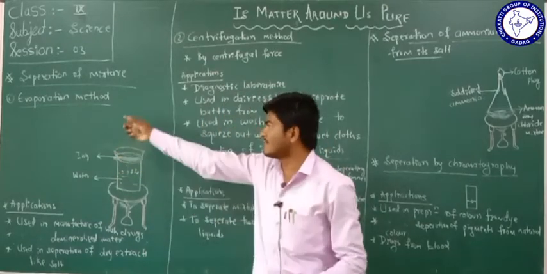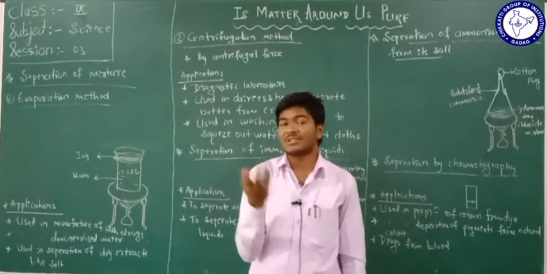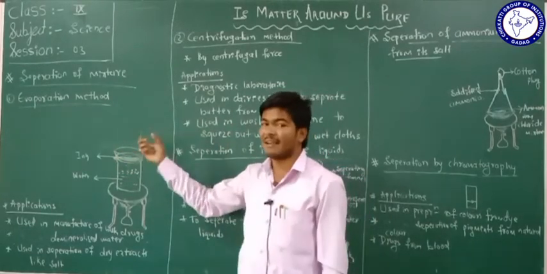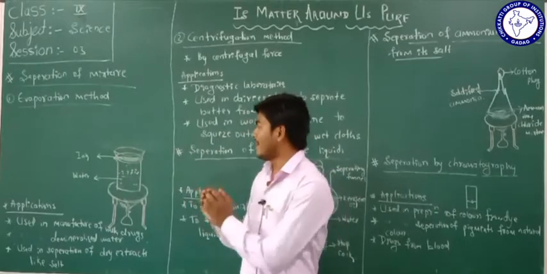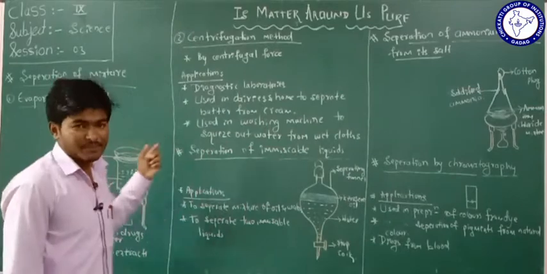So the first method is the evaporation method. In this method the mixture we considered is ink, and we separate the ink dye from the liquid droplets. This is the first type of separation method.